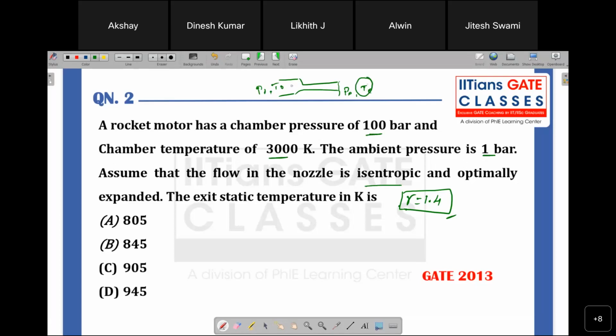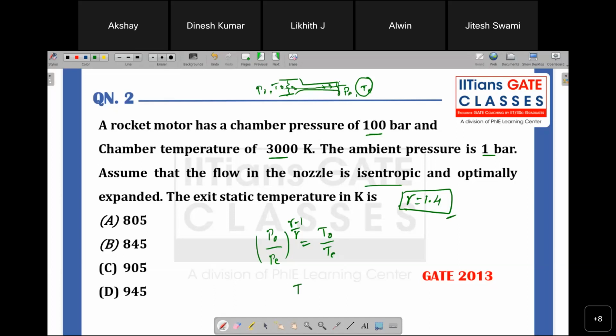So if I take any streamline of the flow field, this is going to be an isentropic process. So I can apply an isentropic relation between point 1 in the chamber and point 2, the exit plane. That is P naught by PE to the power of gamma minus 1 by gamma, which is equal to T naught by TE. I can apply this isentropic relation between these two points.